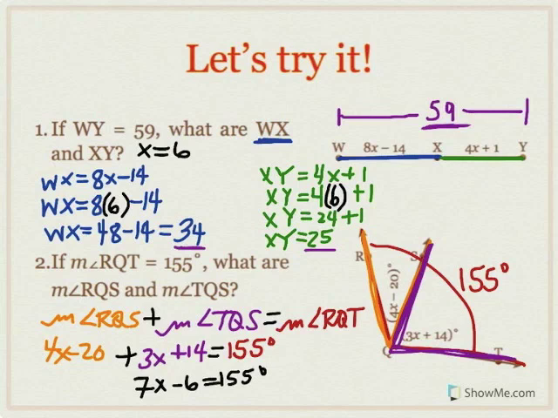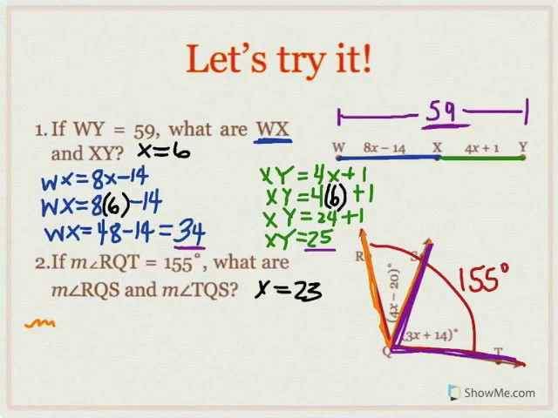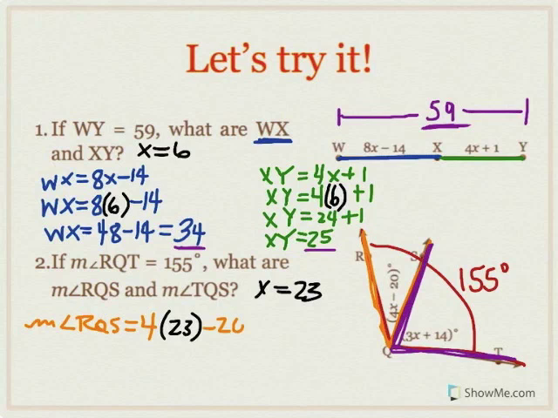So if we add 6 to both sides, then 7x is going to equal 161. So if we divide that by 7, we get 23. So x is equal to 23. So the measure of angle RQS is going to equal 4 times 23 minus 20. The measure of angle RQS is going to equal 72 degrees.